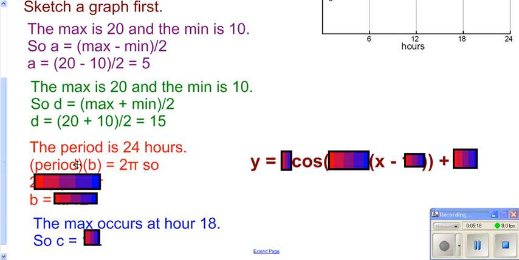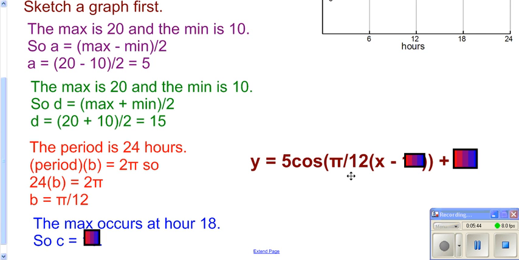So we're going to use our peanut butter equation: period times B equals 2 pi. So we'll go 24 times B equals 2 pi. Solving that by dividing both sides by 24 gives us 2 pi over 24, which reduces down to pi over 12. Well, we'd figured out A was 5. We just figured out B to be 1/12 of pi, and we had figured out D to be 15.